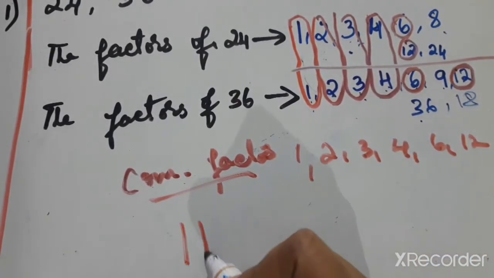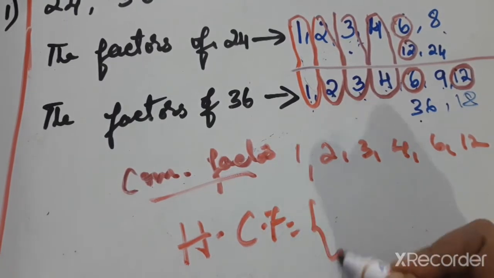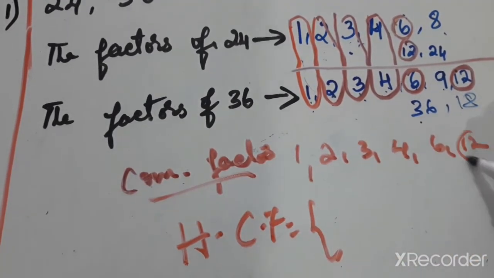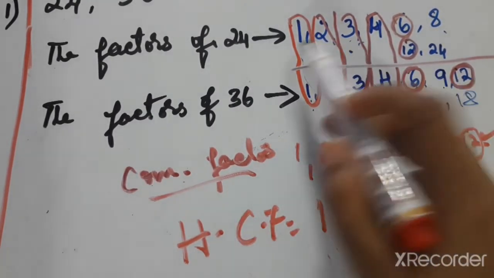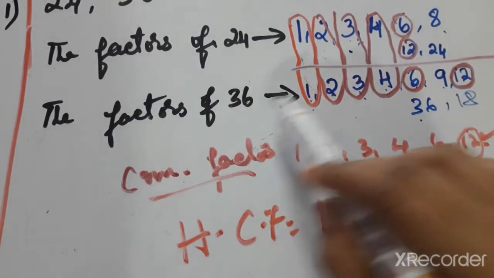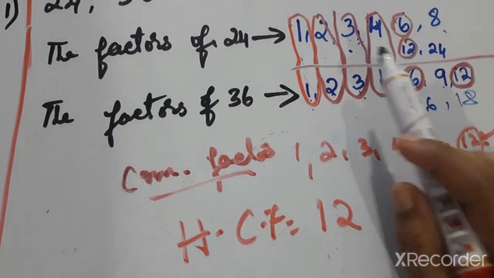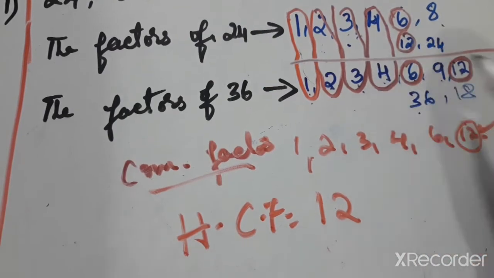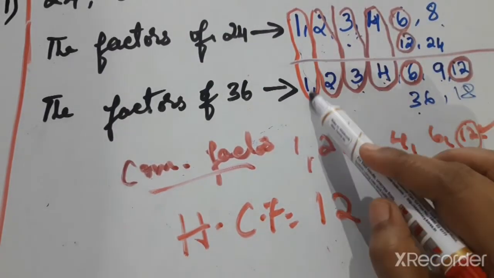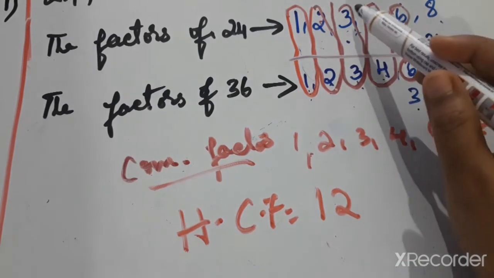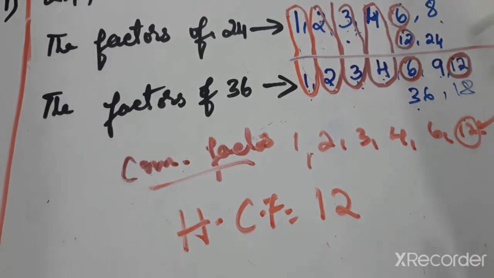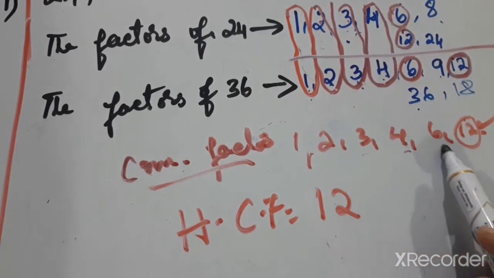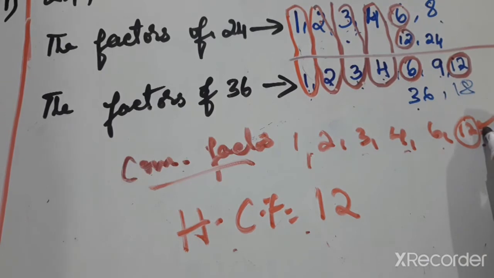So in this, which is the highest common factor? From this, which is the highest common? 12 is the highest common. So therefore the HCF is 12. Common factors, writing all factors of each number. Factors of 36 are written. Then the common factors 1, 2, 3, 4, 6 and 12 are in both sides. 1 in both numbers, 2 in both sides, 3 in both sides, 4 in both sides, 6 in both sides, and 12 in both sides. So the common factors are 1, 2, 3, 4, 6, 12. The HCF is 12, the highest common factor. This is the answer, children.